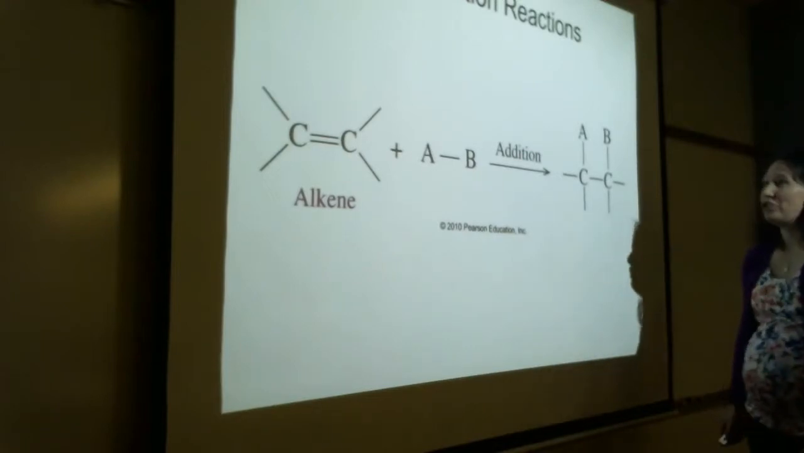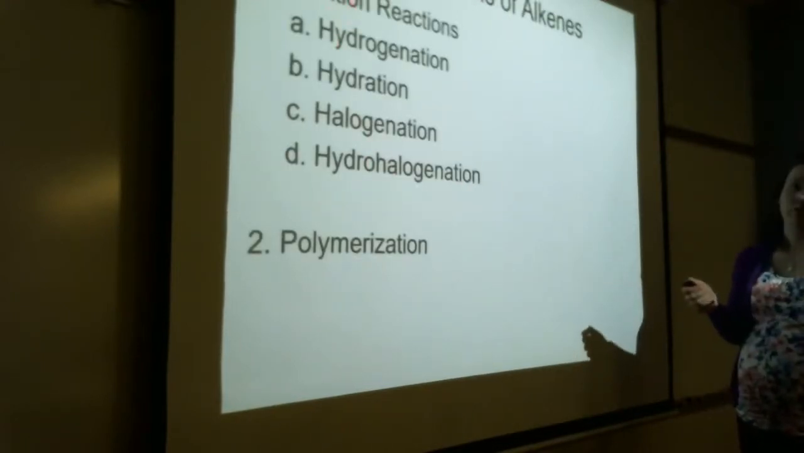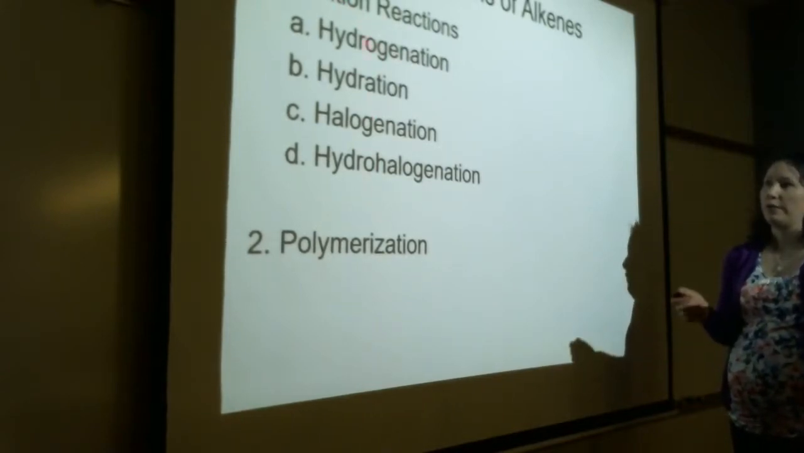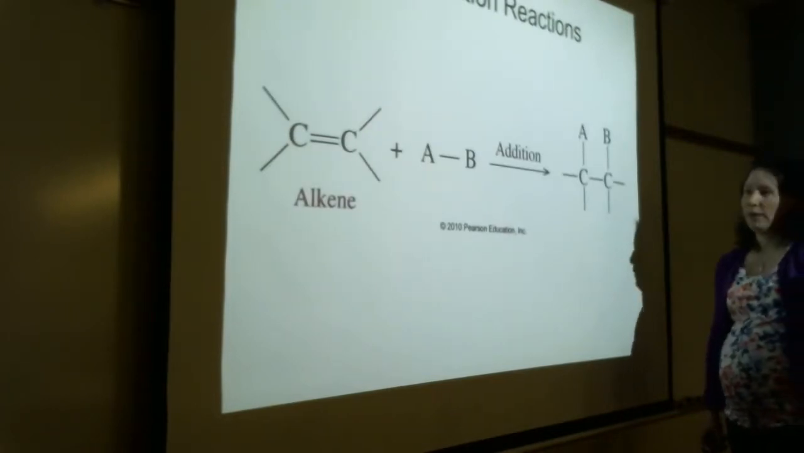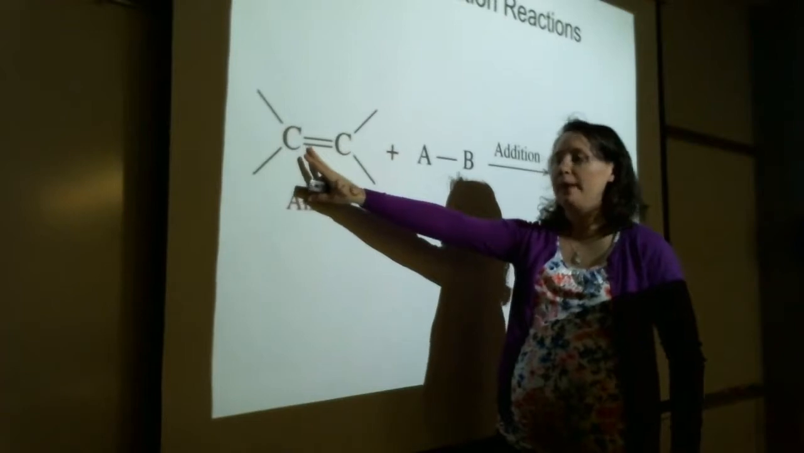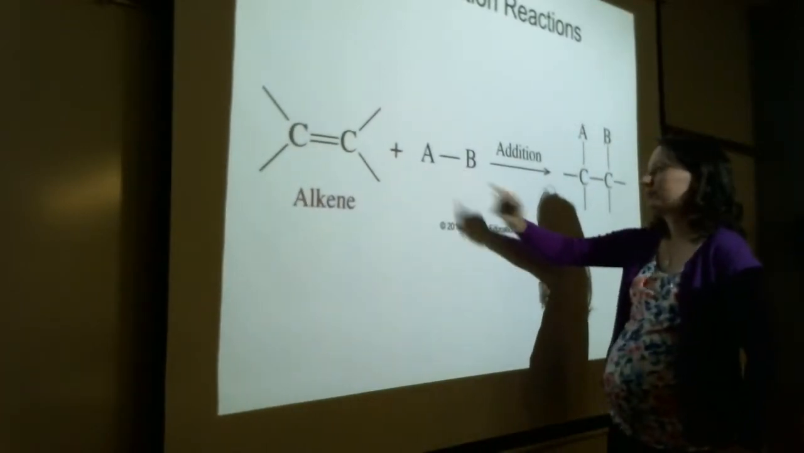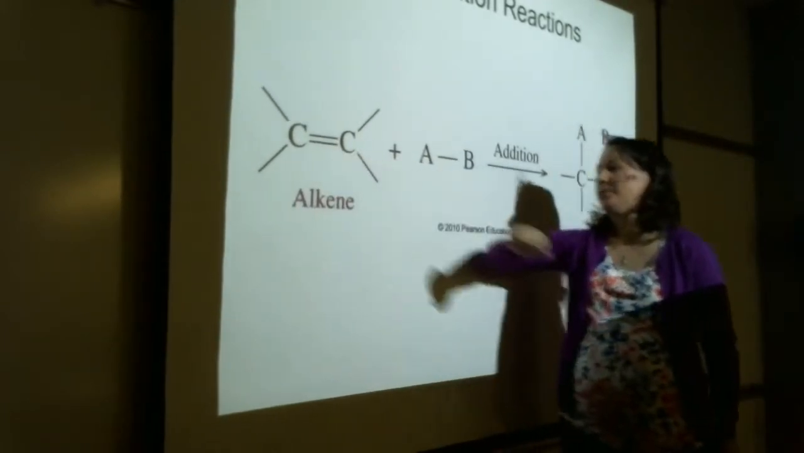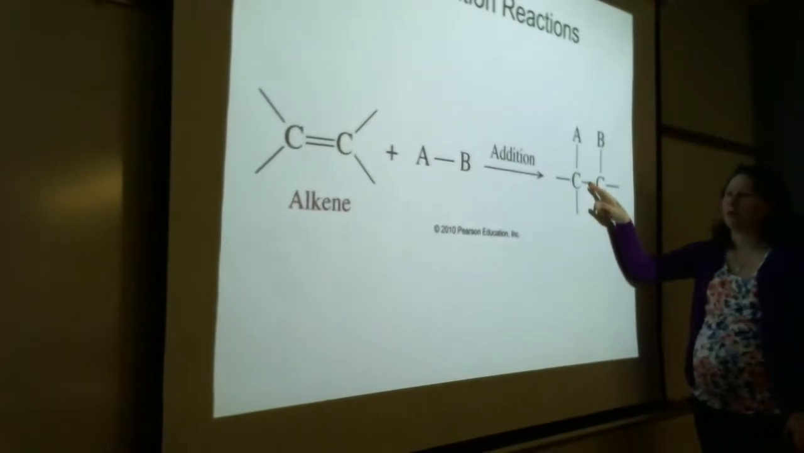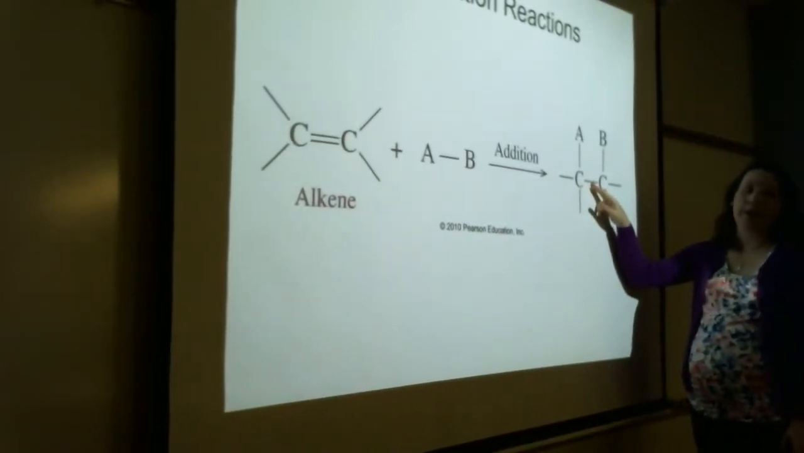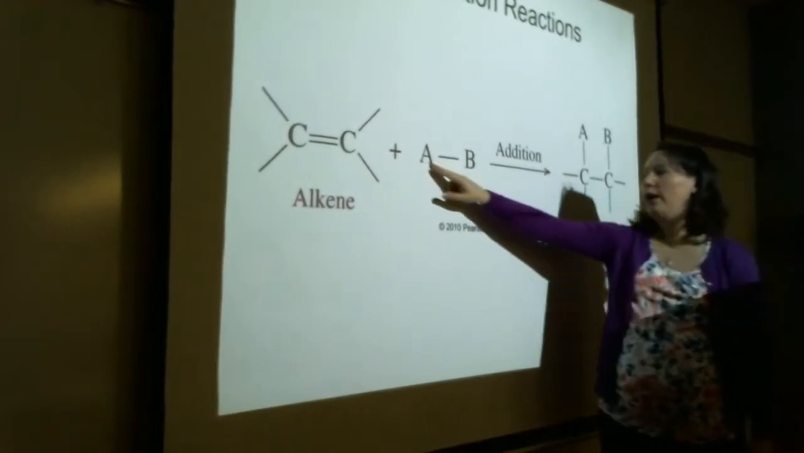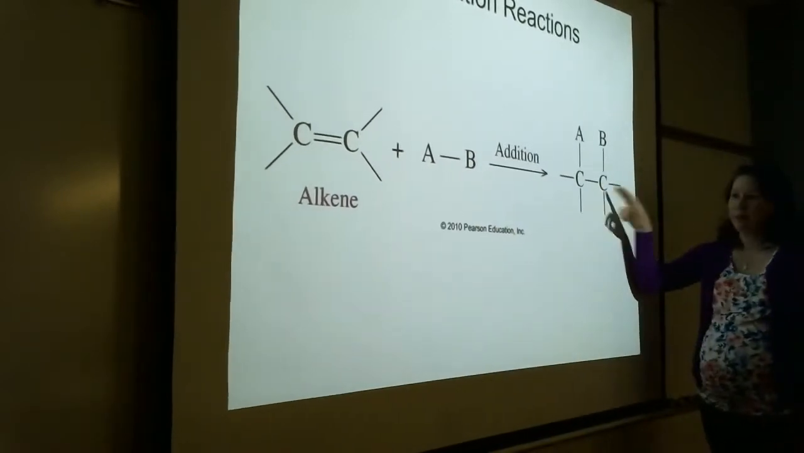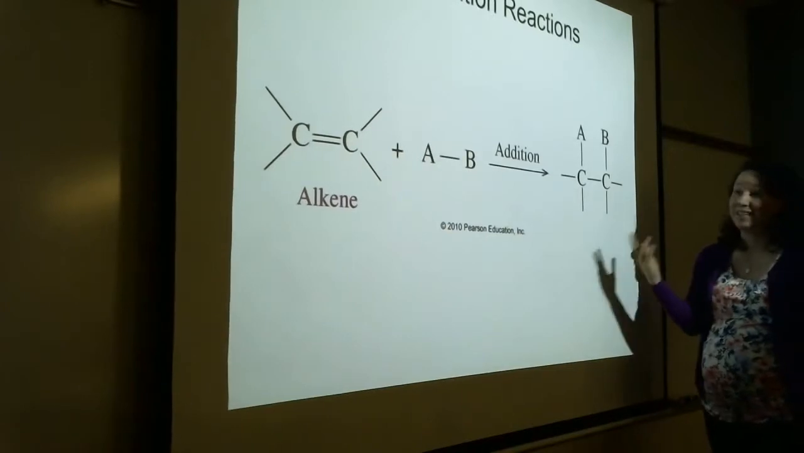Okay. So addition reactions, all four of these are called addition reactions. They're from the same family. So all four of these come from the same family of addition, where you've got an alkene, and then you've got some molecule. And what happens is the double bond becomes a single bond, right? So we've reduced the alkene down to an alkane, and then whatever A was is now on the molecule, and whatever B was is now on the molecule. So this is the general pattern of an addition reaction.